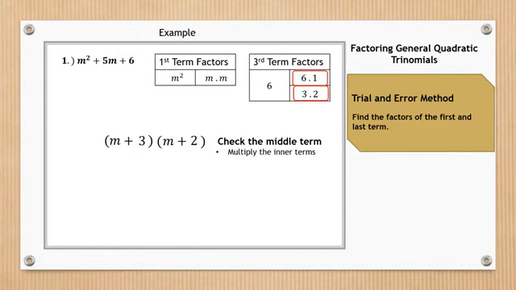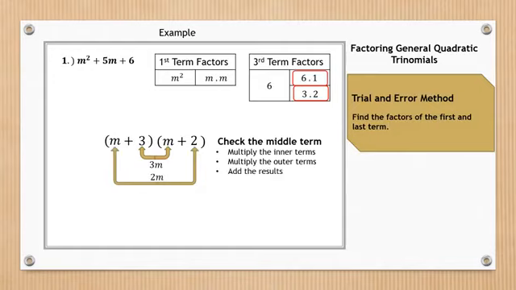So, multiply the inner terms. 3 times m. That is 3m. Next, multiply the outer term. That is 2m. Okay? Then add the results. 3m plus 2m, that is equal to 5m. Then you check, you verify if it is the same with the middle term.